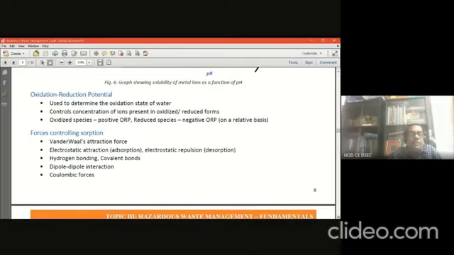Now, forces controlling absorption: van der Waals attraction force, the electrostatic attraction, which is called adsorption, electrostatic repulsion, which is called desorption, hydrogen bonding, covalent bonds, dipole-dipole interaction, and Coulombic forces.